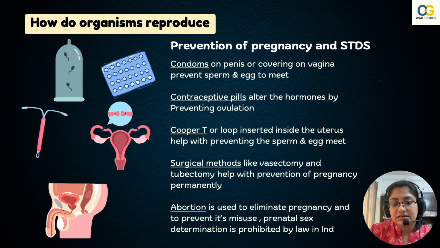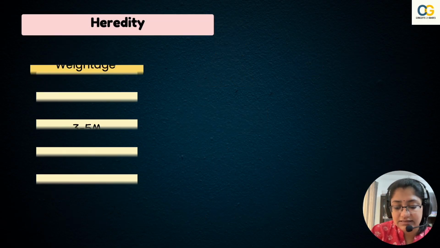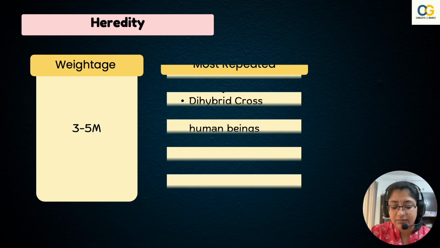This completes the how do organisms reproduce chapter. Next, we move on to the next chapter, which is heredity. This is mostly related to inheritance, etc. And it comes for 3 to 5 marks.